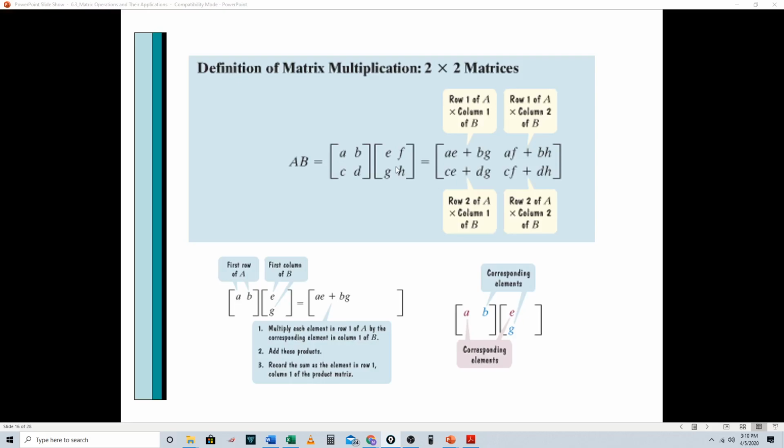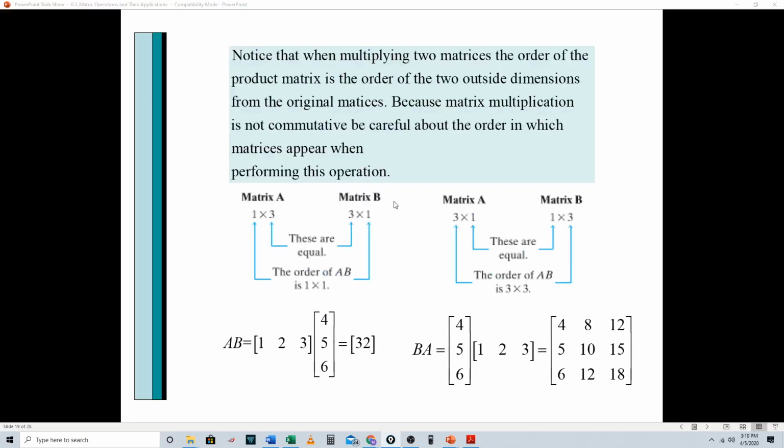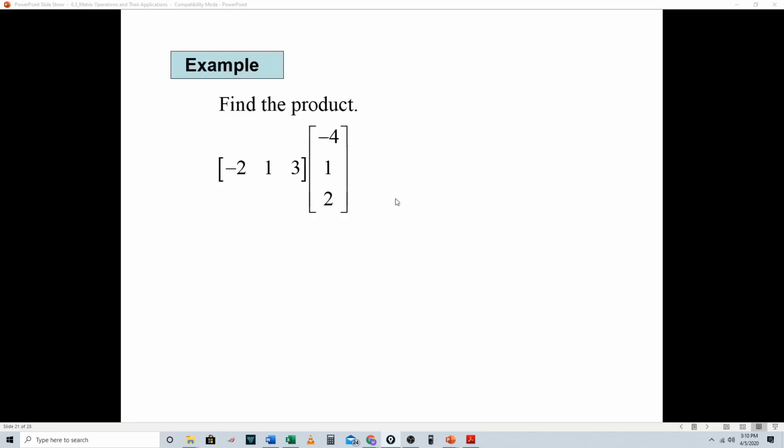All right, matrix multiplication. Now, this is where it gets complex, okay? In order, let's just get down to it, okay? Now, in order to multiply matrices, let's just take some notes here.